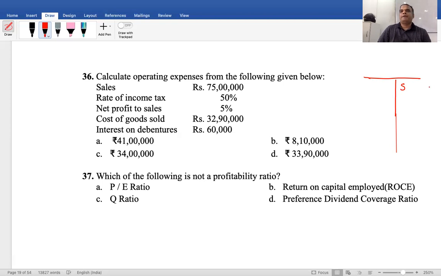Okay. Draft the P&L in working. Credit side, how much sales? 75 lakhs sales on credit side. Cost of goods sold how much? Debit side, 32 lakhs. Cost of goods sold comes to 32 lakhs 90,000. Therefore gross profit how much? 75 lakhs minus 32 lakhs 90,000, 42 lakh 10,000. Clear? GP brought down. Am I right? 42 lakhs 10,000.